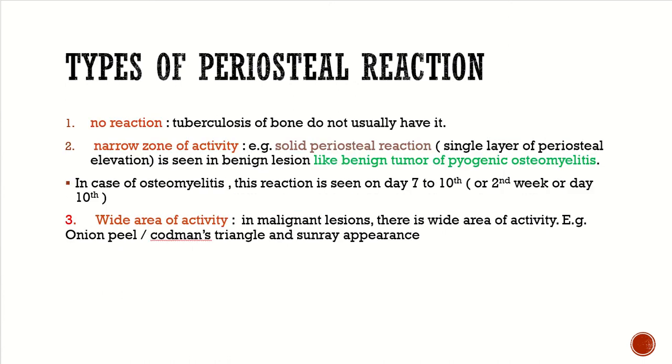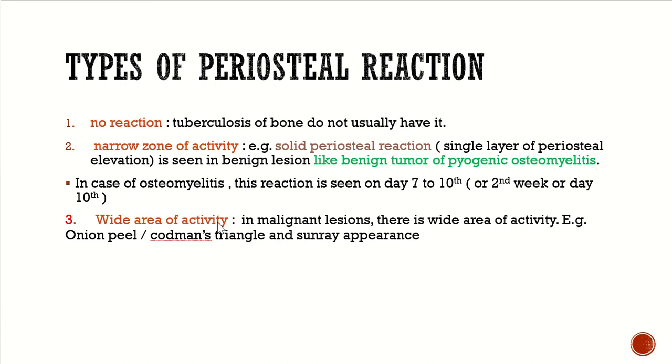Now we have to read about periosteal reaction types. The first type is no reaction. For example, in tuberculosis of bone, this reaction is not present. In the second type, narrow zone of activity, for example solid periosteal reaction, a single layer of periosteal elevation is seen in benign lesions like benign tumor or pyogenic osteomyelitis.